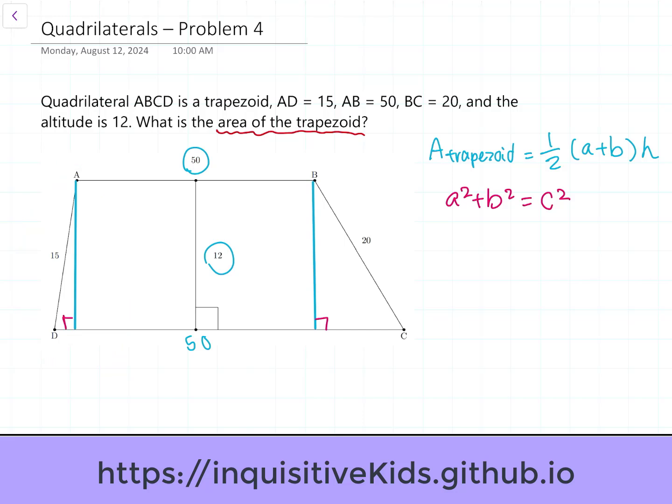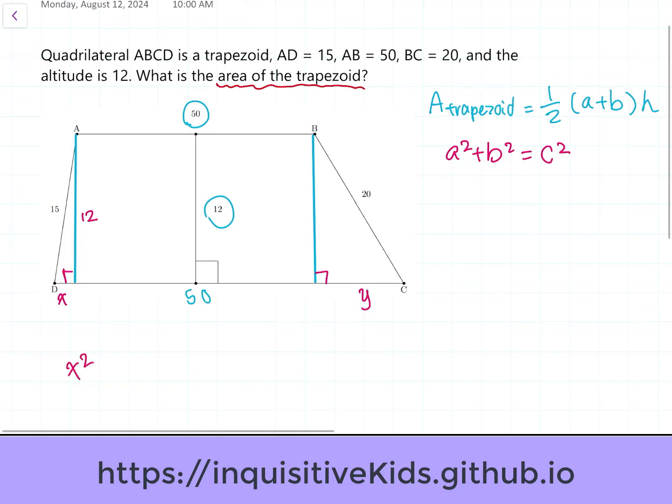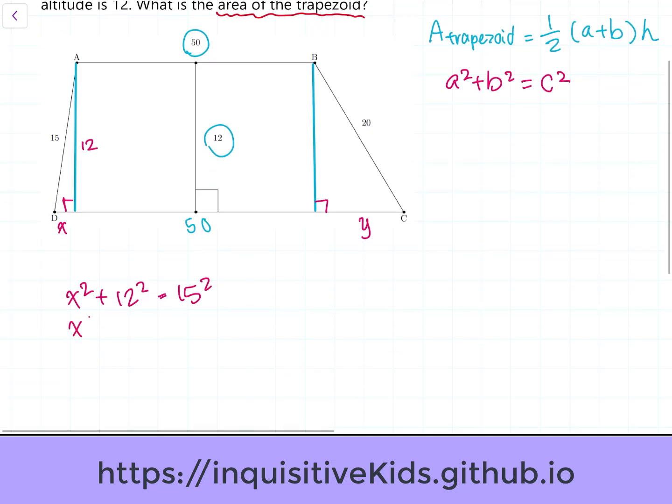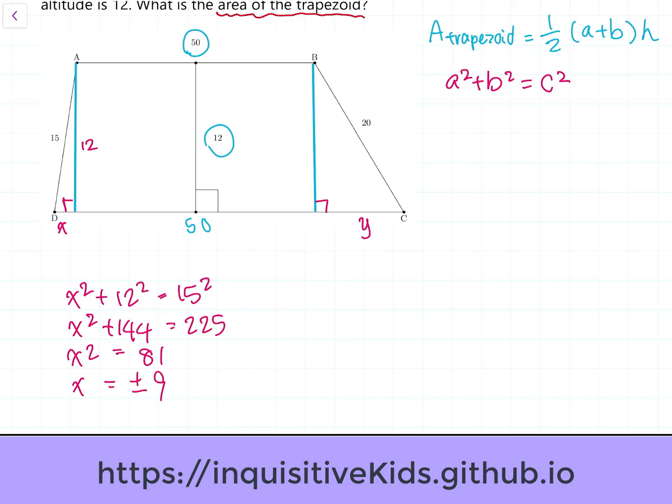We know the hypotenuse is 15, and if we just moved this over, we know its height would be 12. So we're just trying to find this smaller area here. Let's call it x, and we'll call this y. x squared plus 12 squared is equal to 15 squared. x squared plus 144 is equal to 225. Therefore, x squared itself is equal to 81. Now, x can equal positive or negative 9, but because we're working with geometry, x has to be positive. Therefore, x is equal to 9.